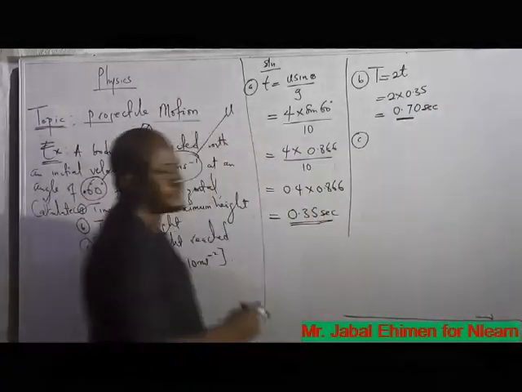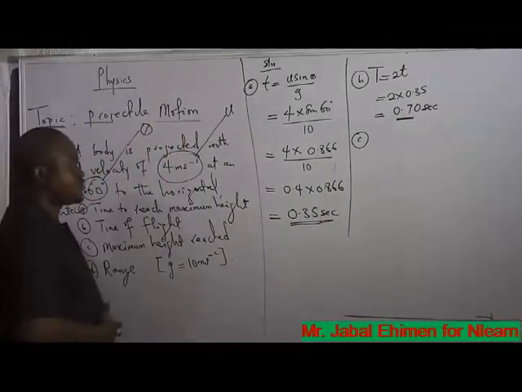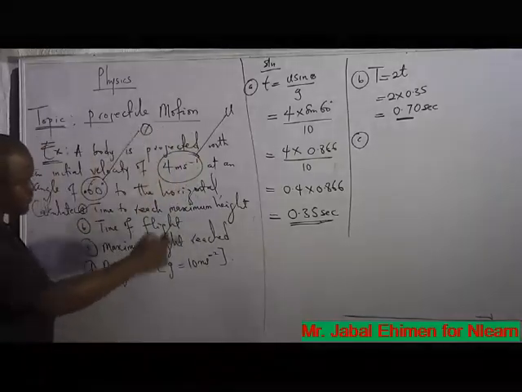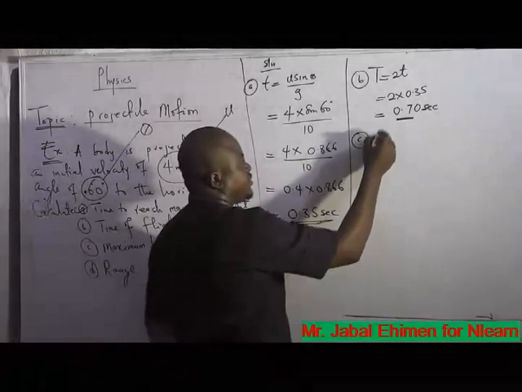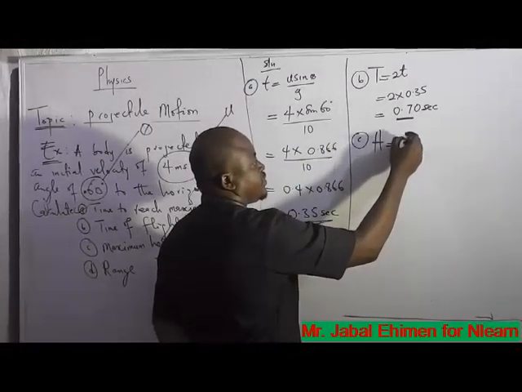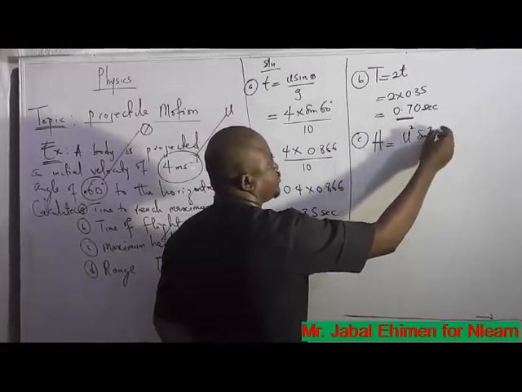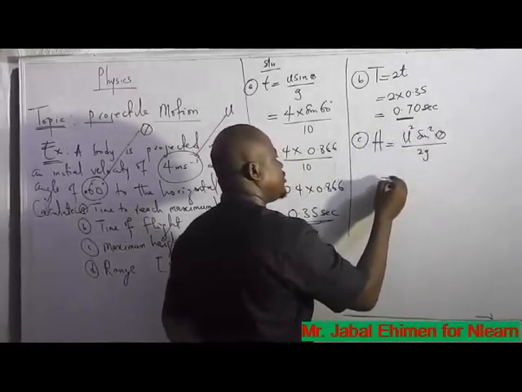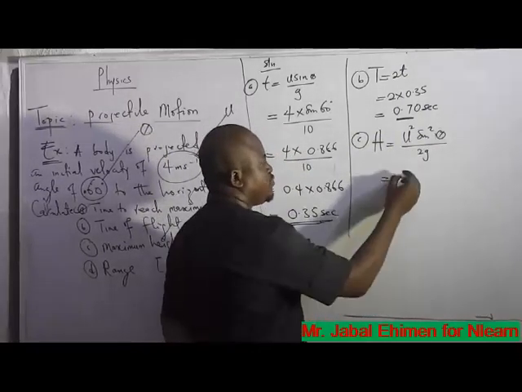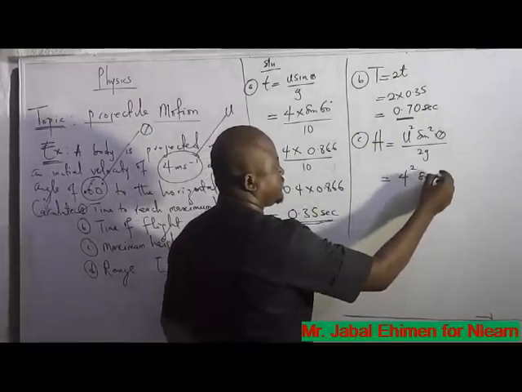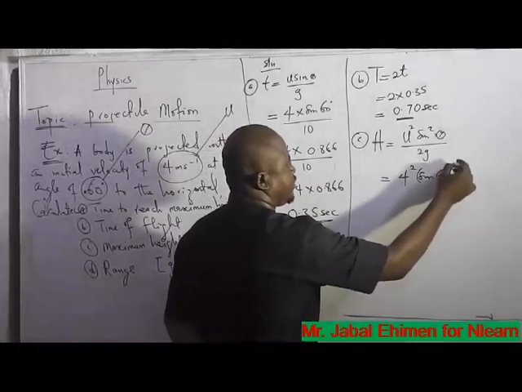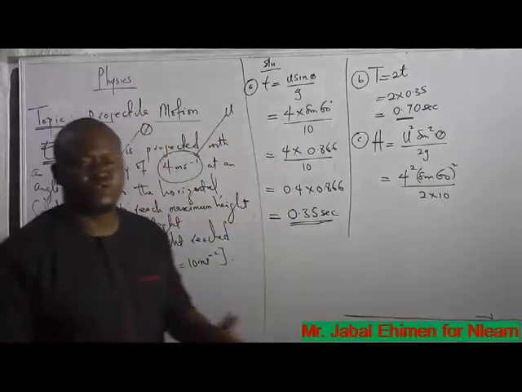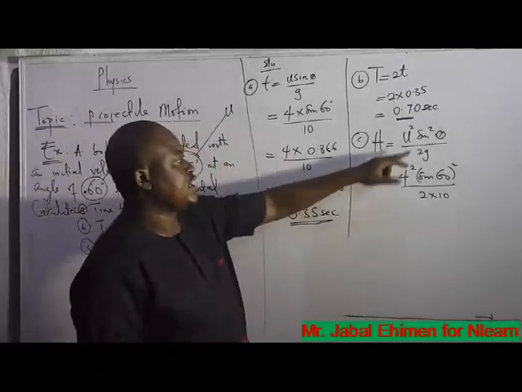Now, question C. Question C, you have the maximum height reached. The maximum height reached, h, is u squared sine squared theta over 2g. So from here, you have your u to be 4 squared, sine 60 degrees all squared, divided by 2 times 10.